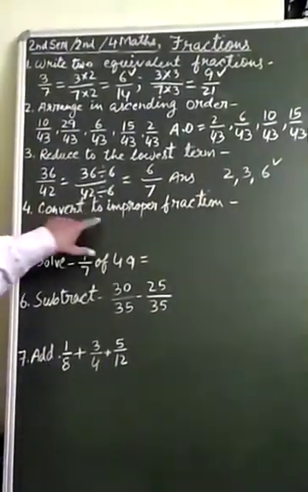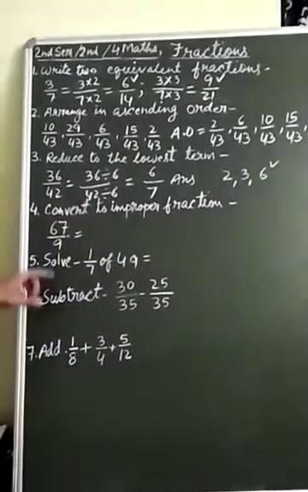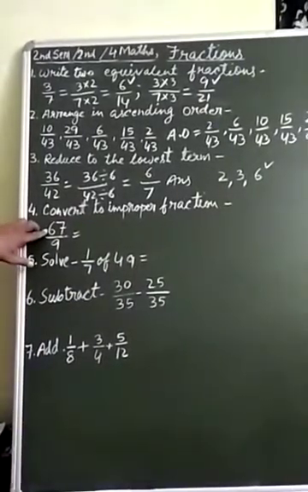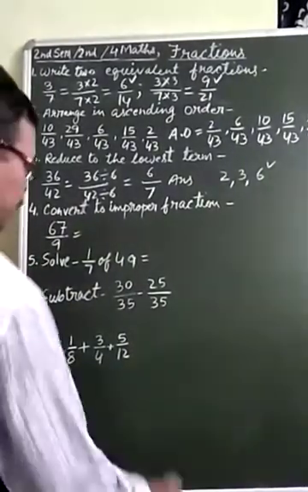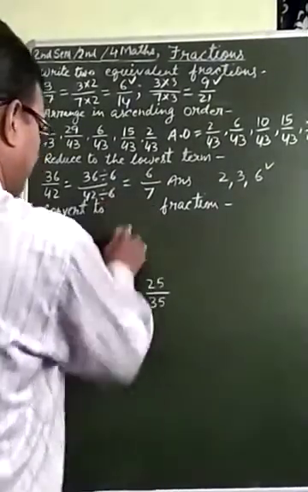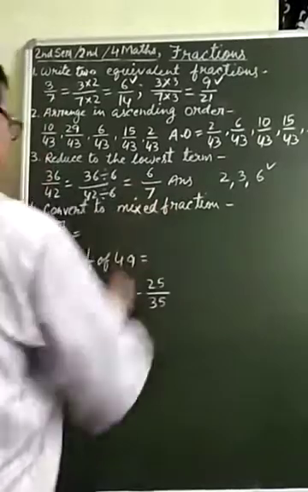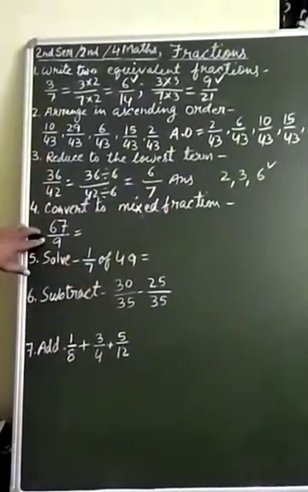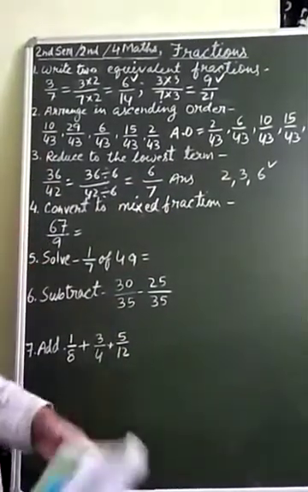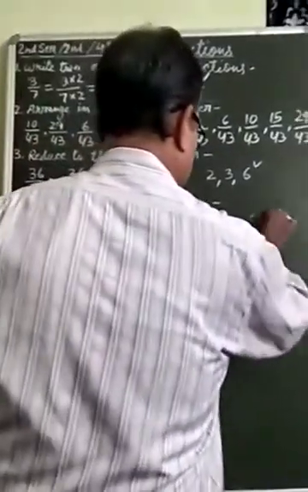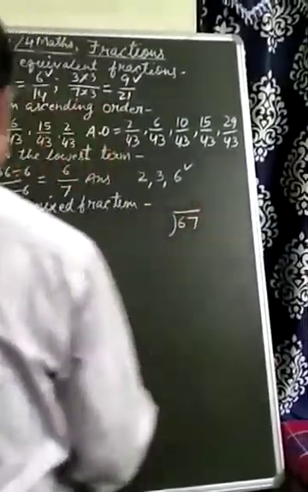Fourth question is, convert to mixed fraction. Children, to convert an improper fraction to mixed fraction, numerator will be divided by denominator.